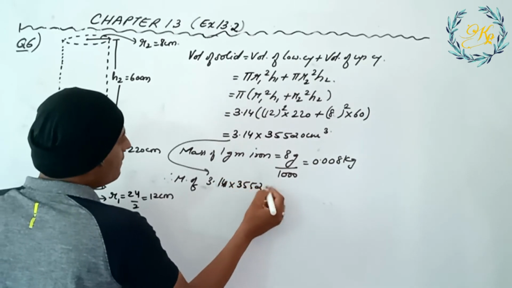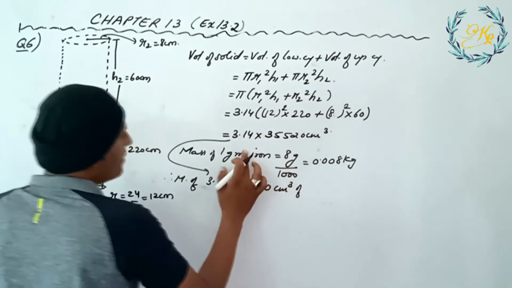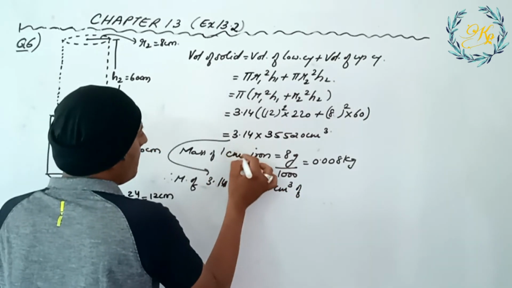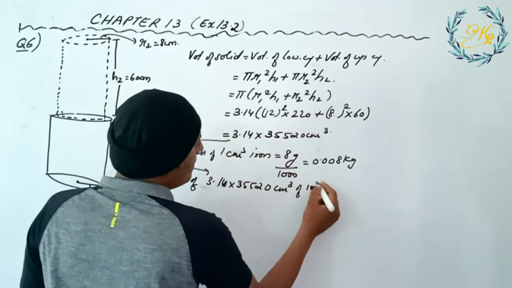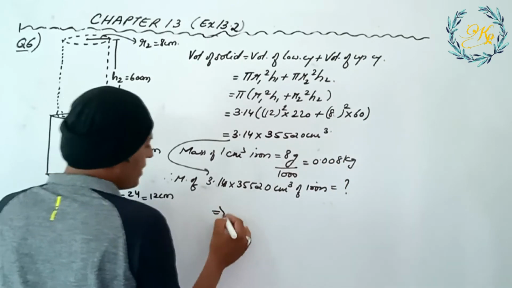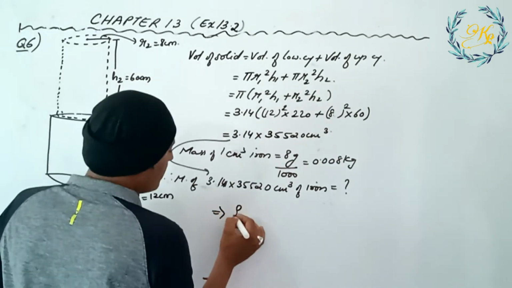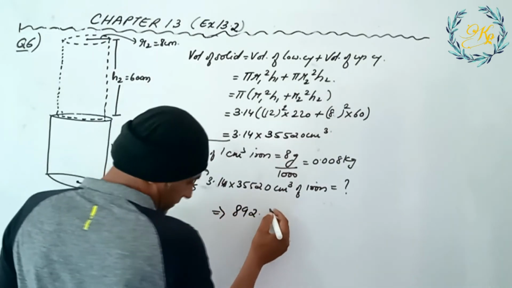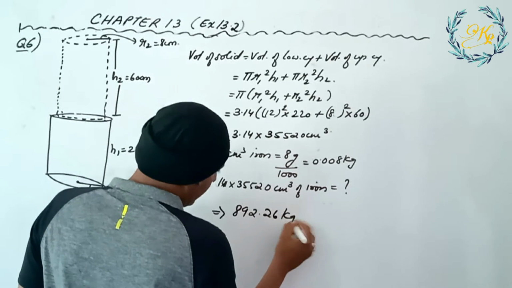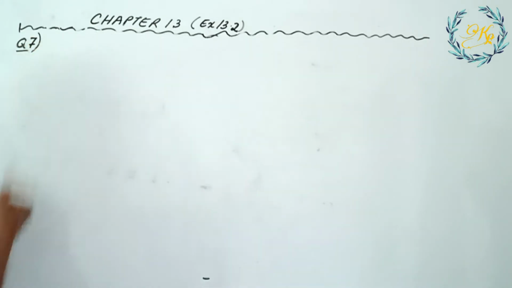into 35520 centimeter cube of iron is equal to question mark. Multiply this value with 0.008, and in the end you get the answer as 892.26 kgs approximately. So in the end you can write the statement, thus the mass of the pole is 892.26 kgs. Moving to question number 7.